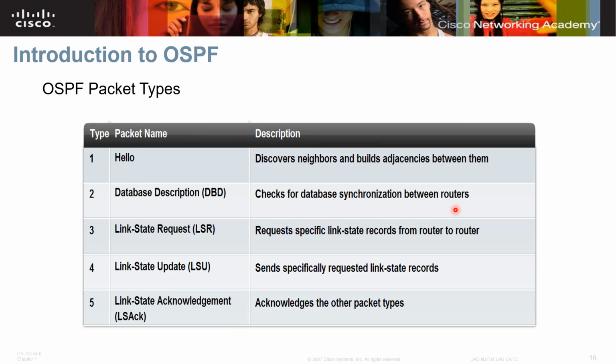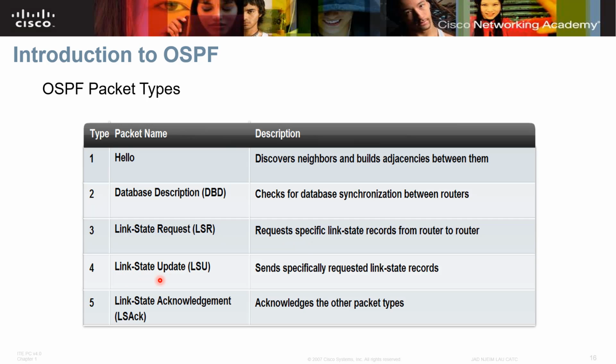Then link state request. This is to request a specific link state record. If I need to ask about a specific link and collect information about it, I send a link state request. So I request specific link state information or a specific link state record from router to router. For example, router 1 can send a specific request to router 2: please tell me more information about this link. A link state request asks about specific link state information from router to router.